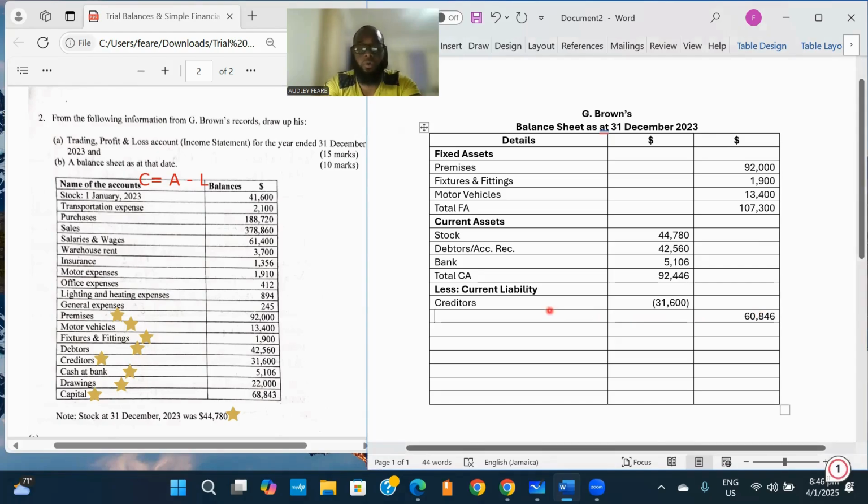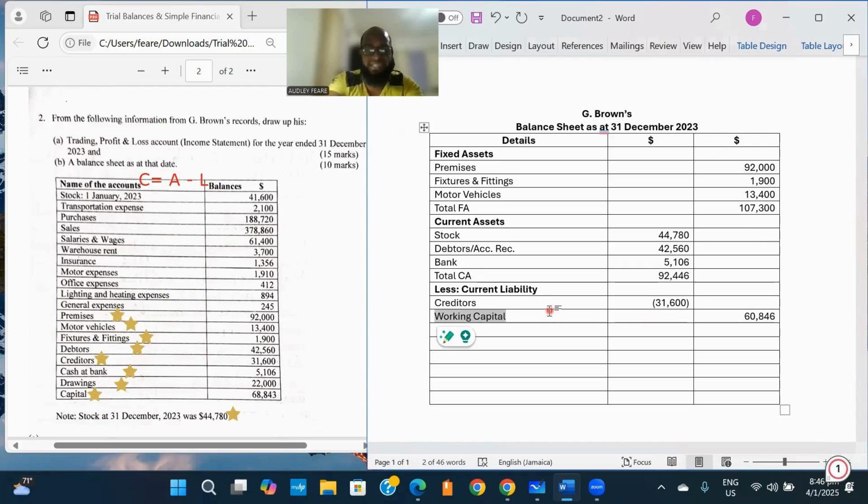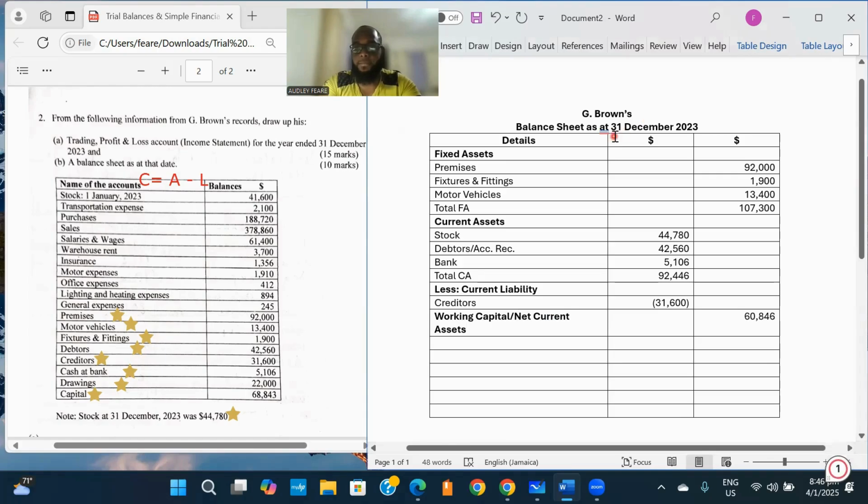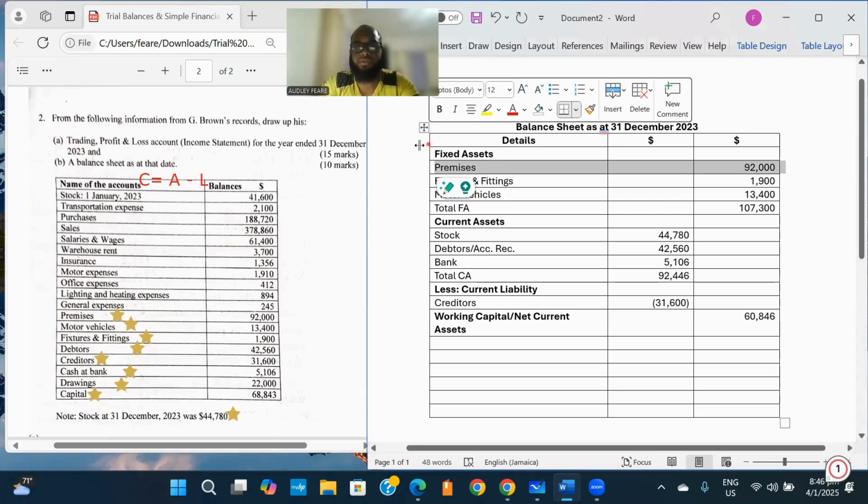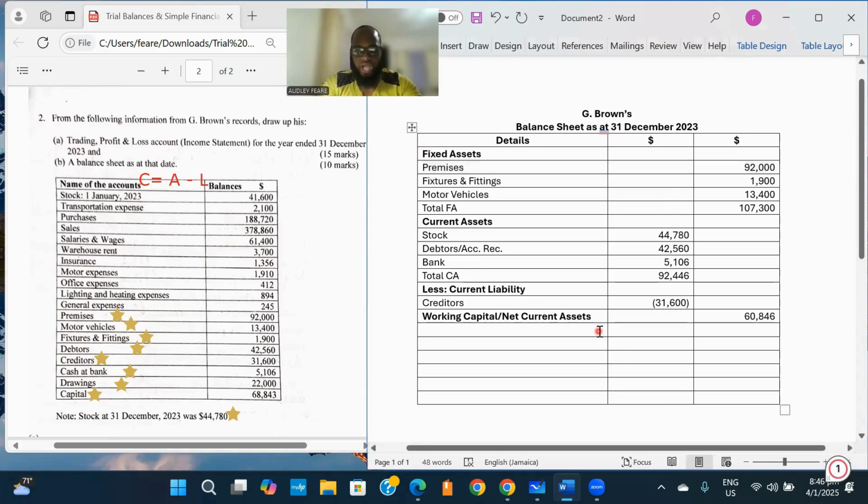And this is called our working capital. Another name for our working capital is our net current assets. And that makes perfect sense because you're taking away your current liabilities from your current assets. So it's your net current assets. Let me just bring this column back out for the purposes of it looking good. All right, good. And we go on.